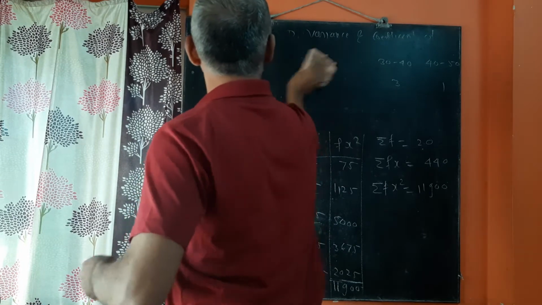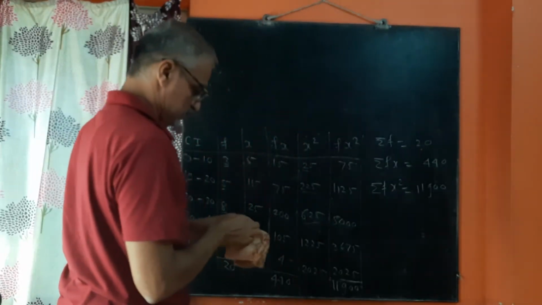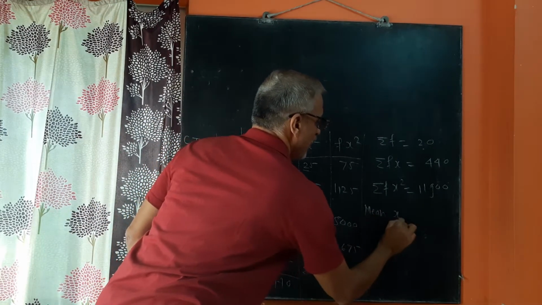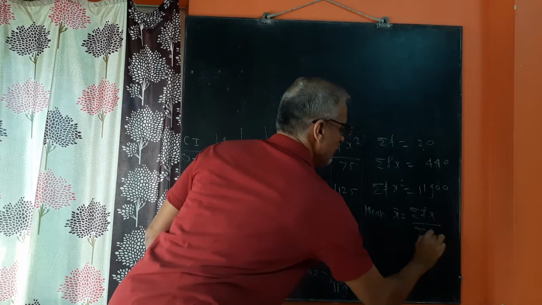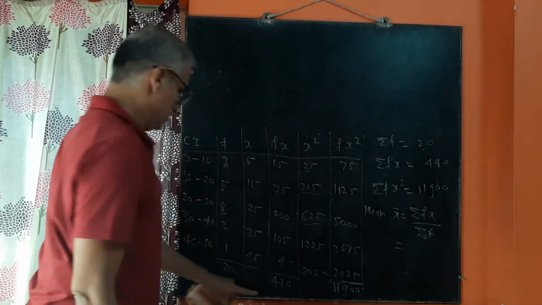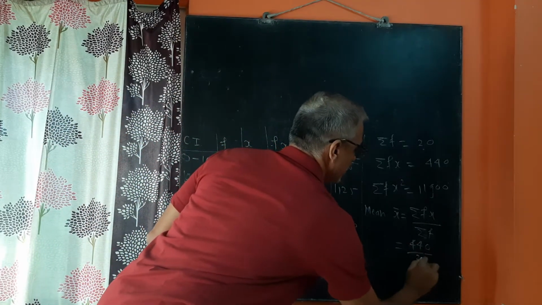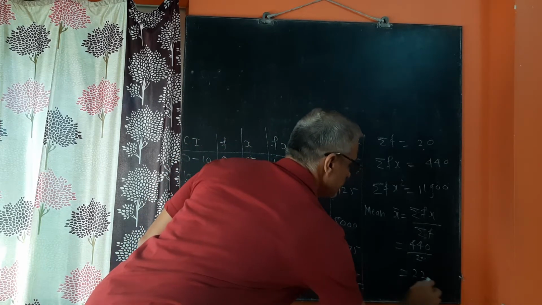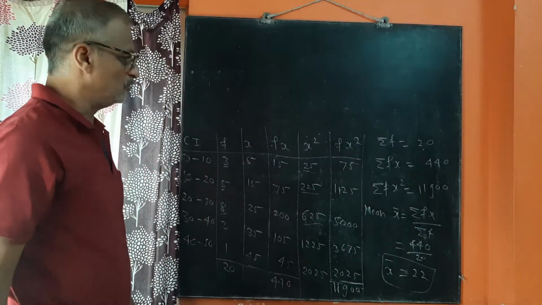Now let us find out one by one. First one is the mean. Mean, x bar equals summation of fx upon summation of f, that is 440 upon 20. The 0 gets cancelled, 44 by 2, that becomes 22. So the value of x bar equals 22.